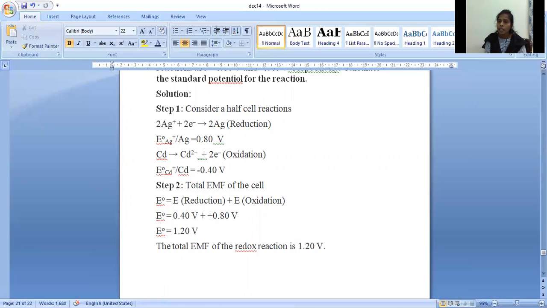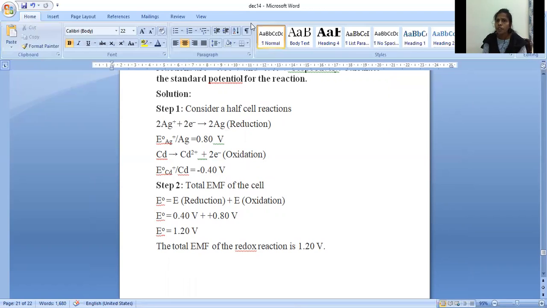So simply we need to substitute E cathode and E anode. In the external examination, they will give the E cathode value and E anode value. Just you need to substitute those values in the formula to find out E cell or E naught cell. E cell formula is E cathode minus E anode. E naught cell is equal to E naught cathode minus E naught anode.